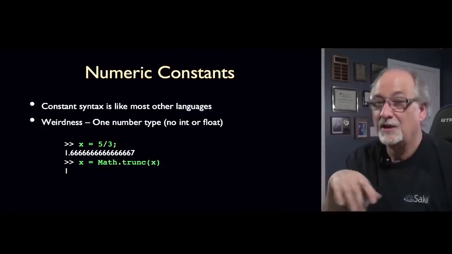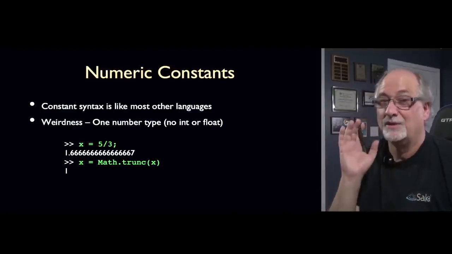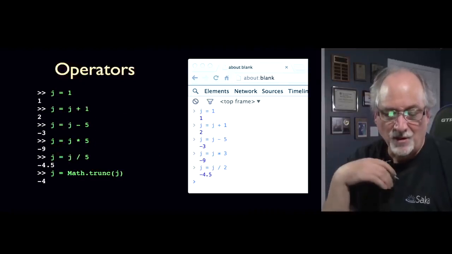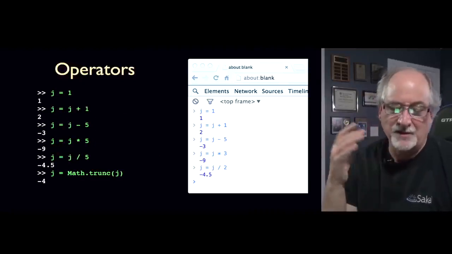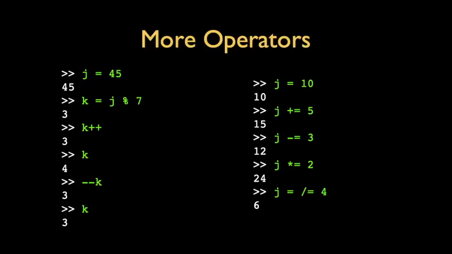Every one of them, some of them are shown as integers when you print them out. But in general, there are no integers in JavaScript. So there's a whole bunch of operators: plus, minus, multiply, divide, truncate. Those are pretty much like every other programming language.